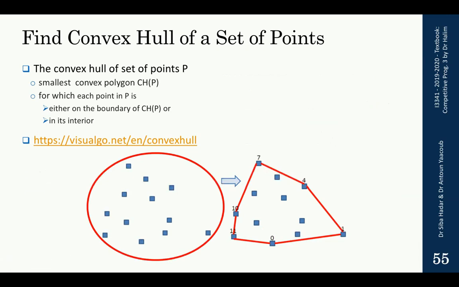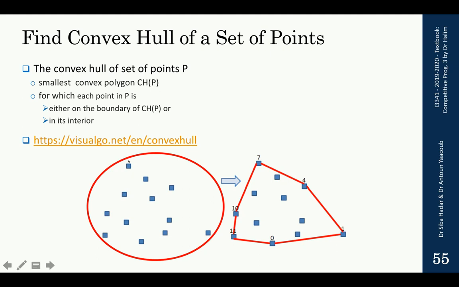Next and last topic is to find the convex hull of a set of points. You think this problem is difficult, but in fact it is the easiest problem of them all, and you will like it when I explain it. Consider this set of points P in blue. What is their convex hull? It is the smallest convex polygon. We call it CH of P, where P is the set of points.